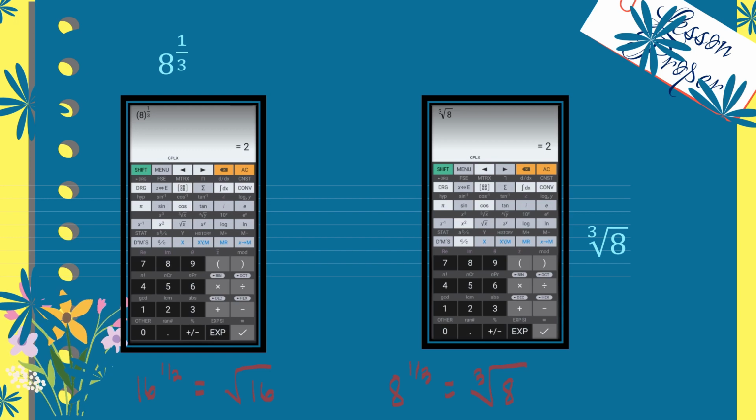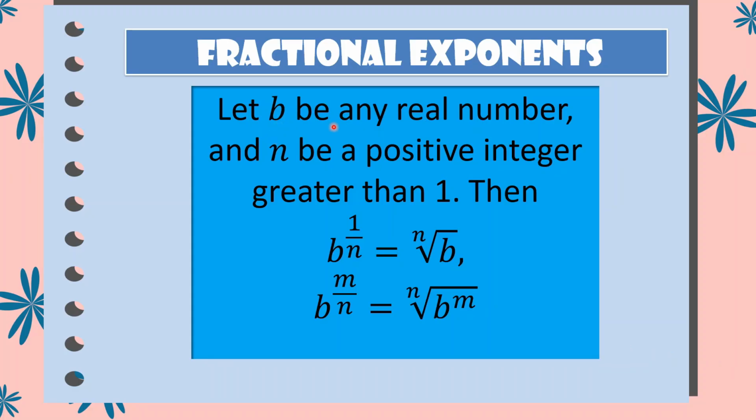So by the definition, let B be any real number and n be a positive integer greater than 1, then B raised to 1 over n is equal to nth root of B, or B raised to m over n is equal to nth root of B raised to m. So notice that the denominator in the fractional exponent is the index in the radical form.